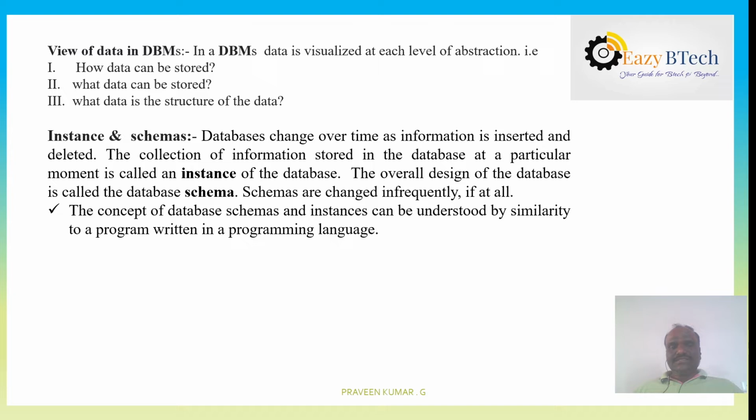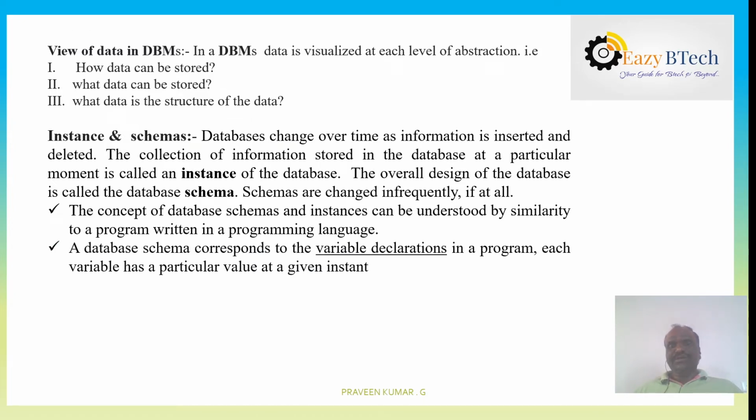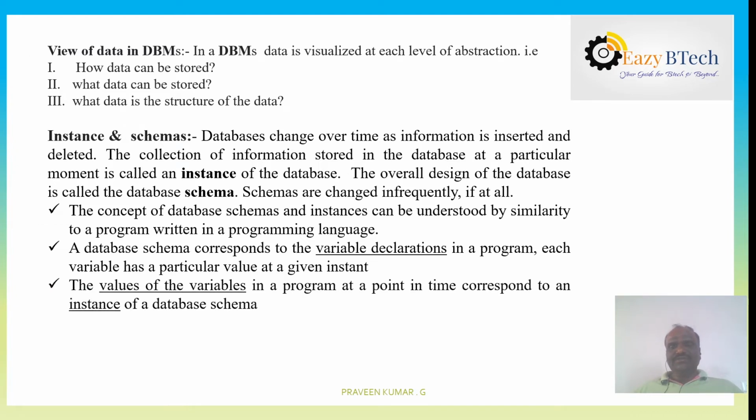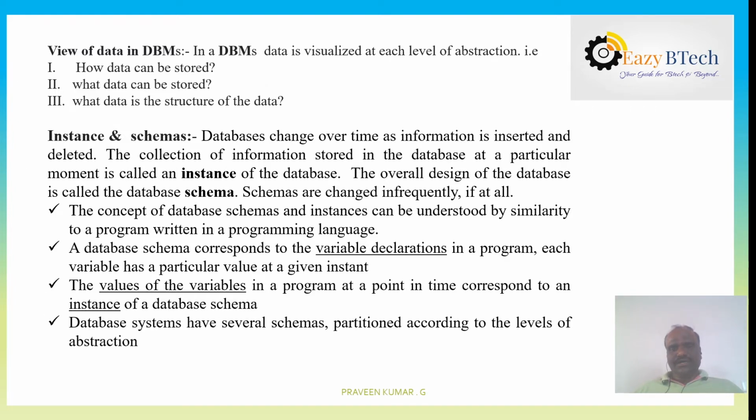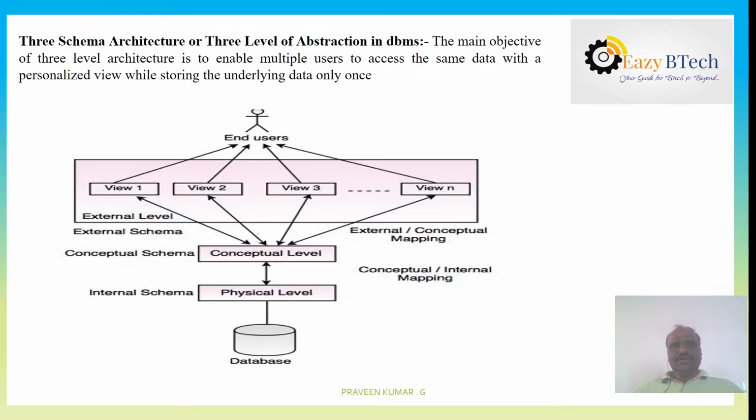Database schema is similar to designing a program, where we write variable declarations. Here the database instance is like a variable, and the variable value changes frequently. Suppose you declare a global variable in your program, and in the main program you assign a equal to 10, and in some subprogram you initialize the value as 5. This is nothing but a database instance. The overall variable declaration is called the database schema. The database schema depends upon the abstraction of data.